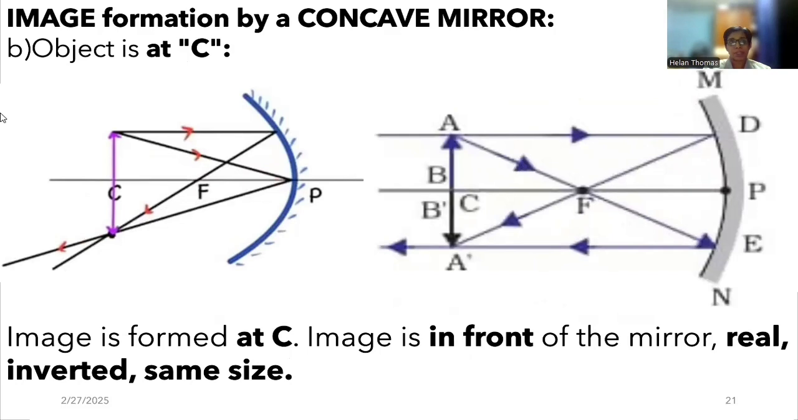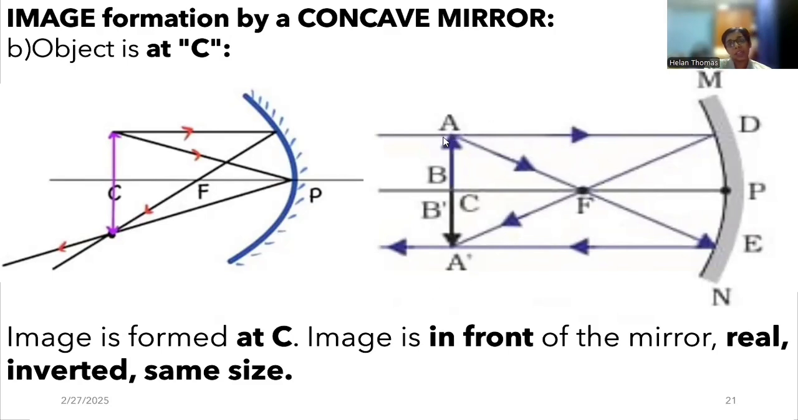So at C, what happens? The object is standing at the center of curvature. So AB is the object. The first ray is parallel to the principal axis, goes and hits the concave mirror. It will go through where? The parallel ray will always go through the focus. So it will touch the focus and go.